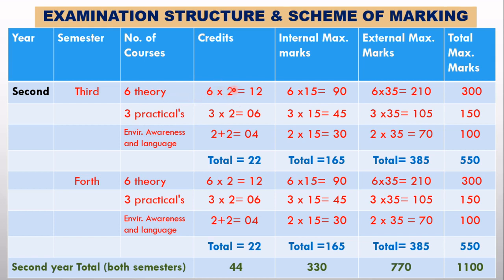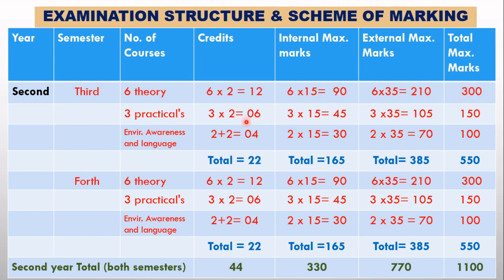So 6 theory papers into 2 becomes 12 credits. Internal marks are similar, that is 15, so 6 into 15 becomes 90. Then external marks are 35, so 6 into 35 becomes 210. So total marks will be 300.